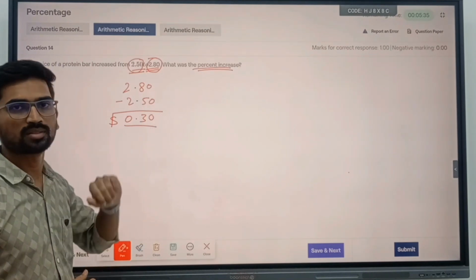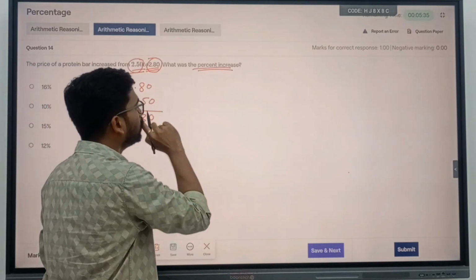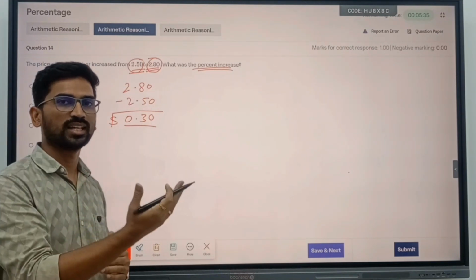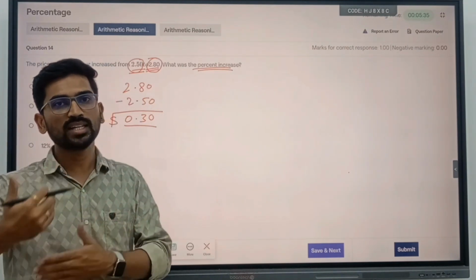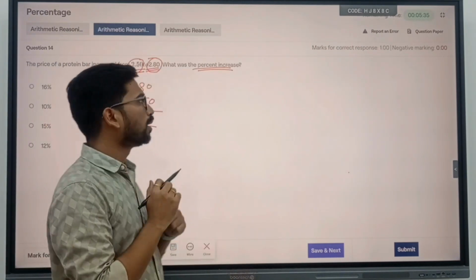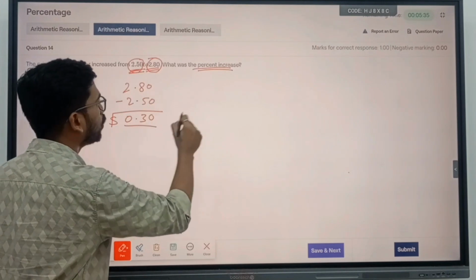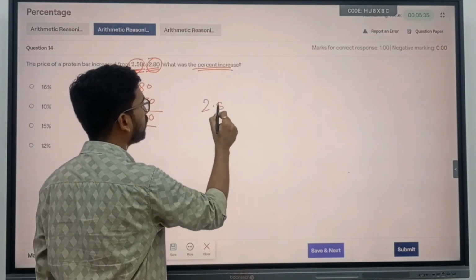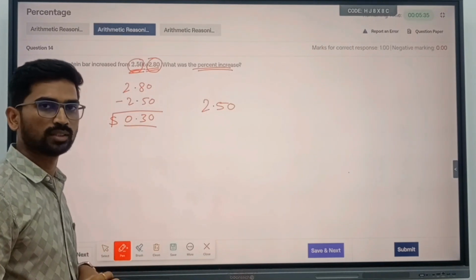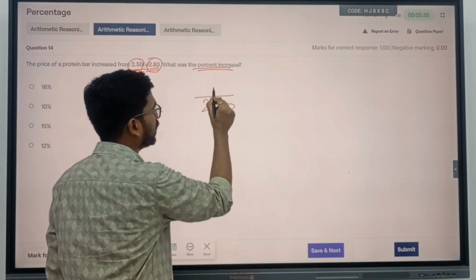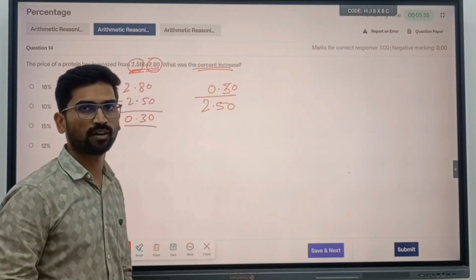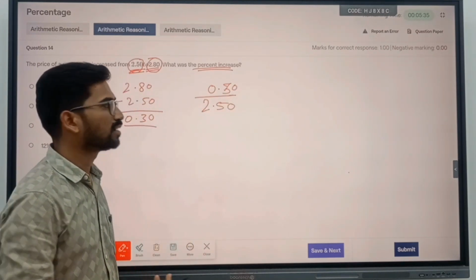Now we need to calculate the percentage terms. Now, one thing you need to remember, when you are calculating the percentage increase, it is always on the initial price. What was the initial price? The increment will be on that price. So initial price was 2.5. So 2.50 was the original price. And the increment is $0.30. So we will write $0.30 on $2.5.